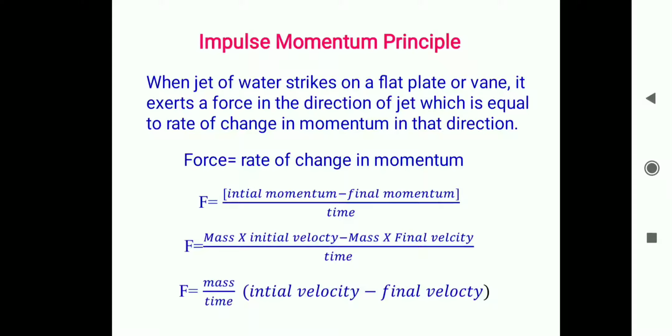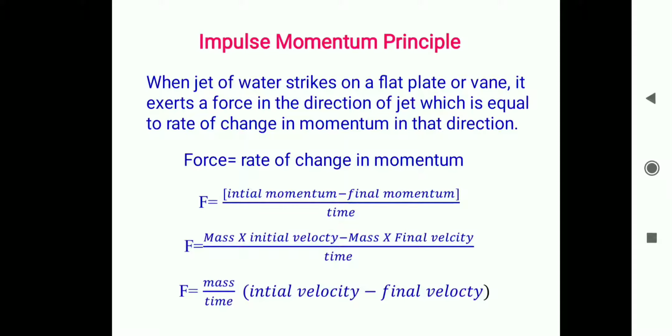Now momentum is mass into velocity. So the equation of force becomes mass into initial velocity minus mass into final velocity divided by time. Taking out the mass and the time outside, force is equal to mass upon time into initial velocity minus final velocity.